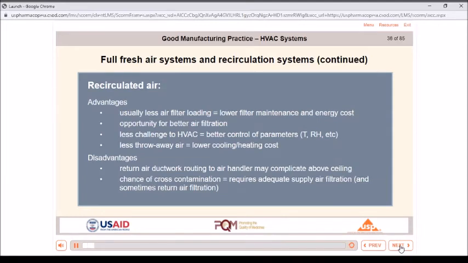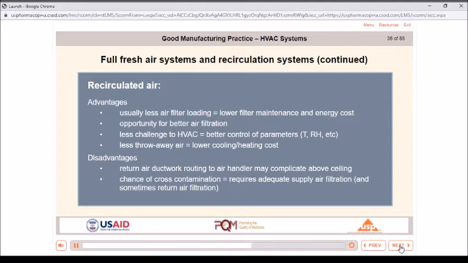Full fresh air systems and recirculation systems continued. Recirculated air. Advantages: usually less air filter loading, equals lower filter maintenance and energy cost. Opportunity for better air filtration. Less challenge to HVAC, equals better control of parameters, T, RH, etc. Less throwaway air equals lower cooling and heating cost.